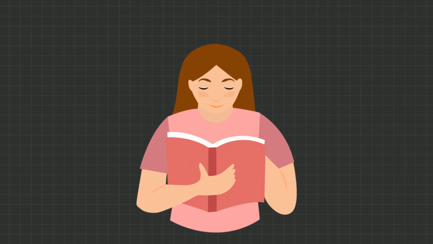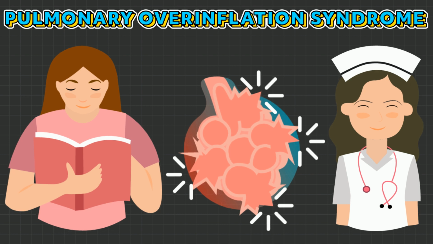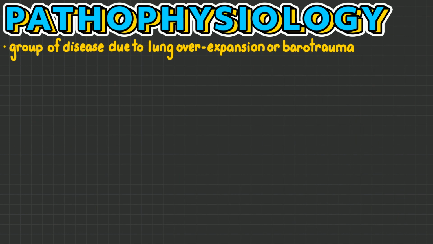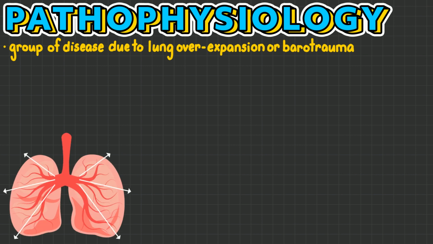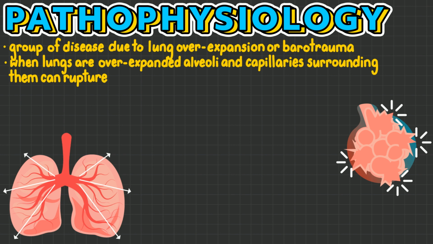If you want to learn everything you need to know as a nurse about pulmonary overinflation syndrome, then this is the video for you. Pulmonary overinflation syndrome is a group of diseases that occur as a result of lung overexpansion or barotrauma. When the lungs are overexpanded, the alveoli, the smallest unit of the lungs involved in gas exchange, and the capillaries surrounding them can rupture.